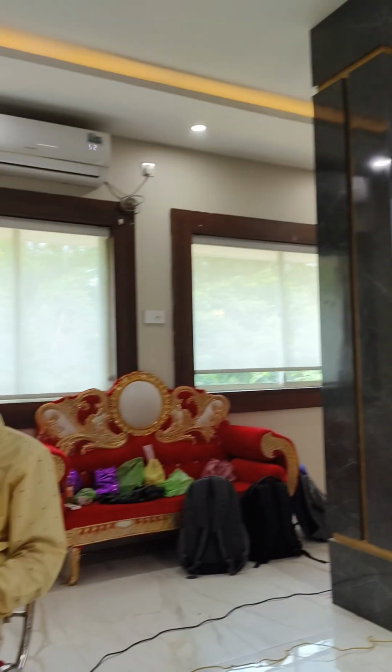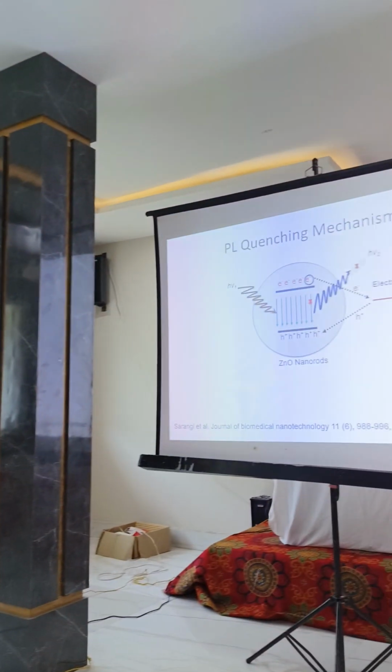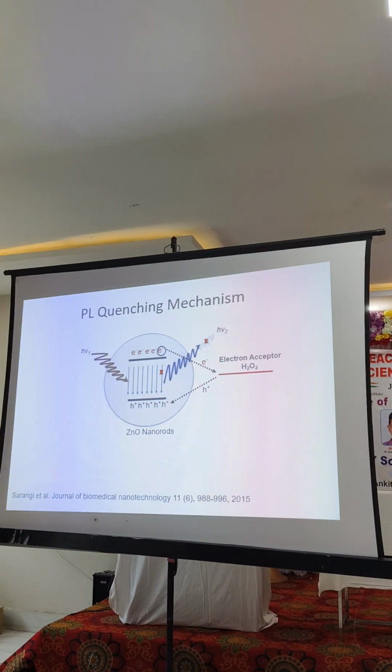It absorbs electrons. So when I put a light on the semiconductor, what will happen? One electron will be excited from this band to this band. And then they will recombine, and during recombination you will have an emission. This hole and electron, when they recombine, give an emission. But in between, in the path, you have hydrogen peroxide somewhere here. So this electron, instead of coming here and recombining with the hole, will go to the hydrogen peroxide.